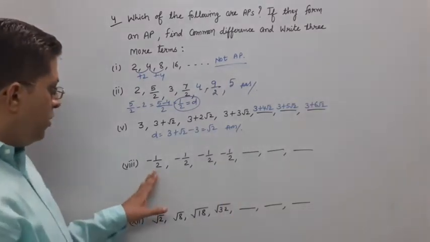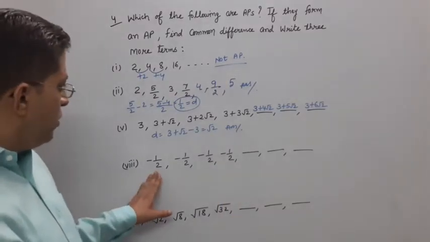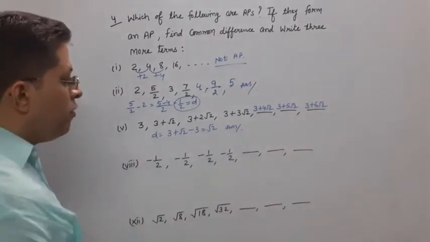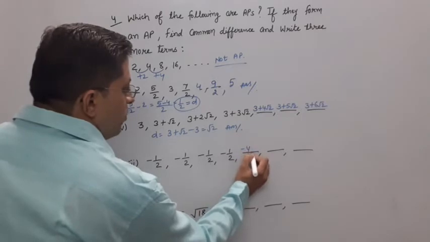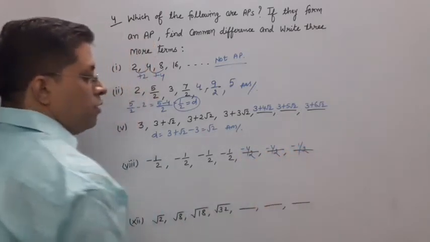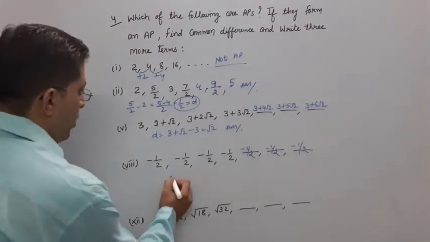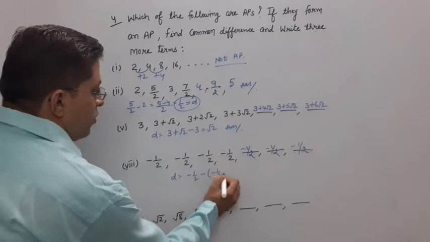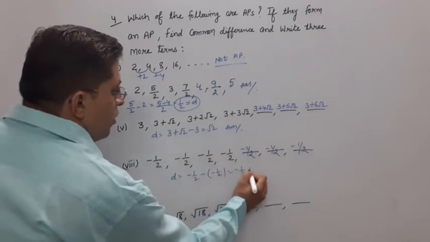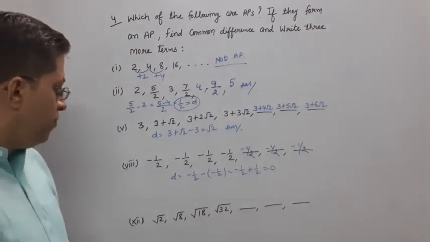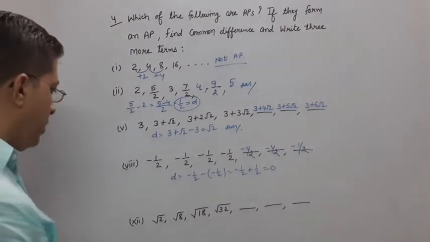Okay, see, next one. Magical, no? All are equal. The next 3 terms should be equal. This is minus 1 by 2, minus 1 by 2 and minus 1 by 2. What is the common difference? Second term minus first term. Minus half plus half. This will become 0. It's very easy.